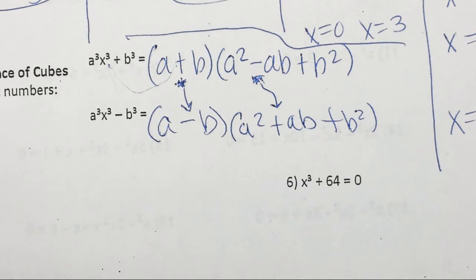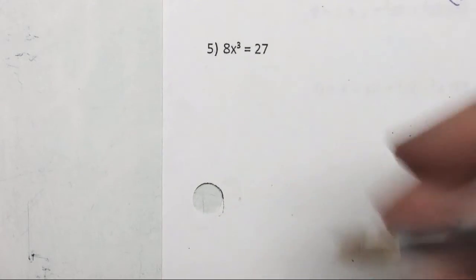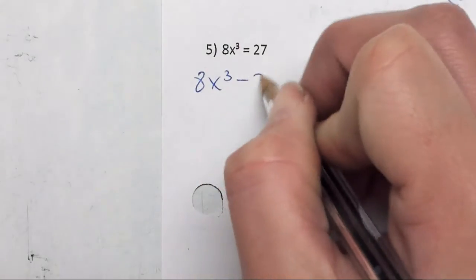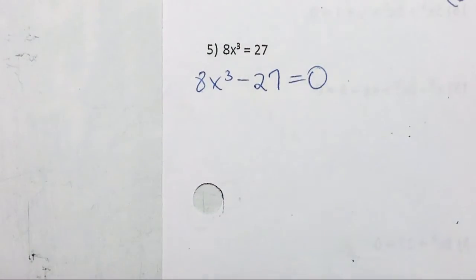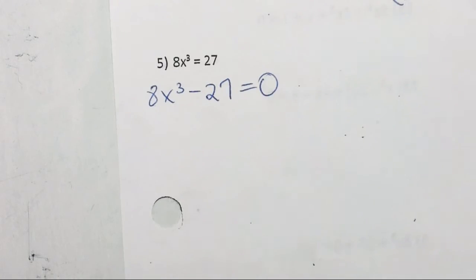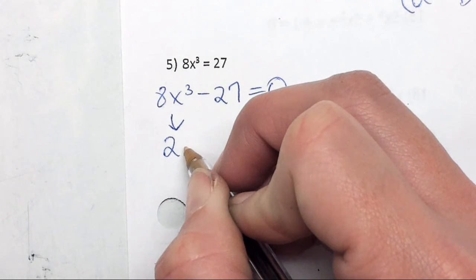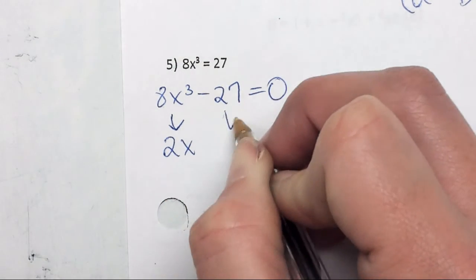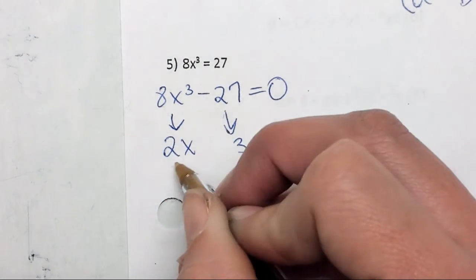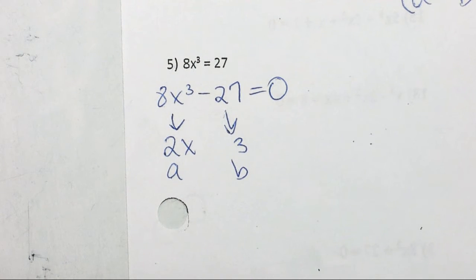Alright, so on number 5, is this sum of cubes or difference of cubes? How do you know? Good. And also because 8 and 27 are both perfect cubes. So what's the cube root of this first one? 2 what? Very good. So this is our A, this is our B. Not the original numbers, but the cube root of each one, that's our A and B.